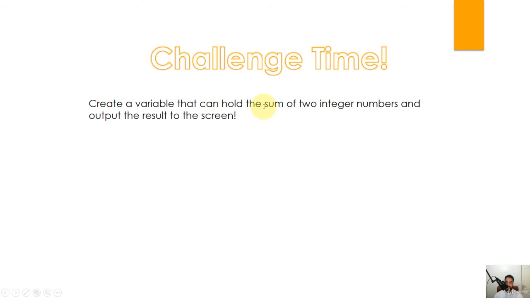So now it's challenge time. Go ahead and create a variable that can hold the sum of 2 integer numbers and then output the result to the screen. So if you need to search online for this specific challenge, go ahead and do it and then solve it. And then continue watching this tutorial and see me solve this challenge.